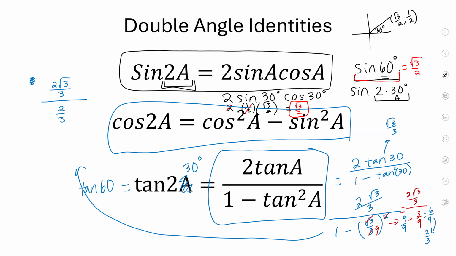Whenever you divide fractions, you flip the second one and you multiply. So this is 2 square root of 3/3 times, you're going to flip this. 3 is now in the numerator, 2 is in the denominator. The 3's cancel, the 2's cancel. Your answer is just square root of 3.